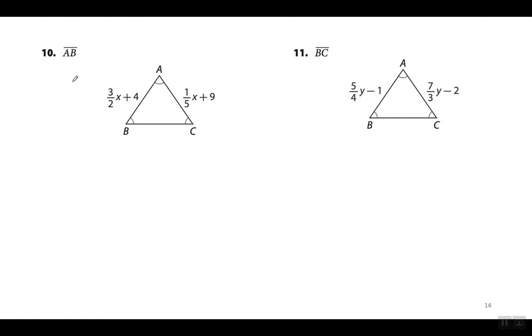Alright, so all three angles are equal. That means all three sides are congruent. It's an equilateral triangle, so this side is equal to this side.